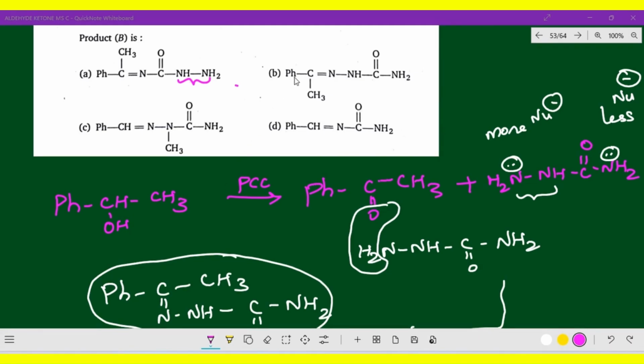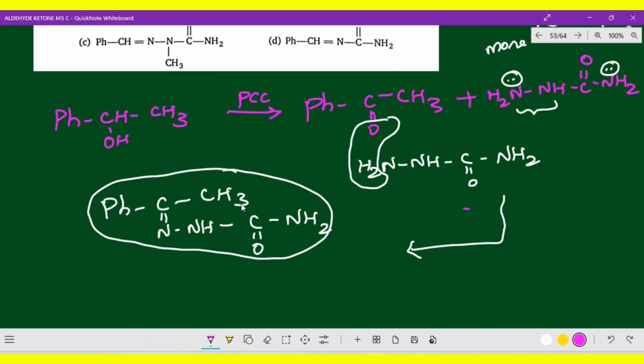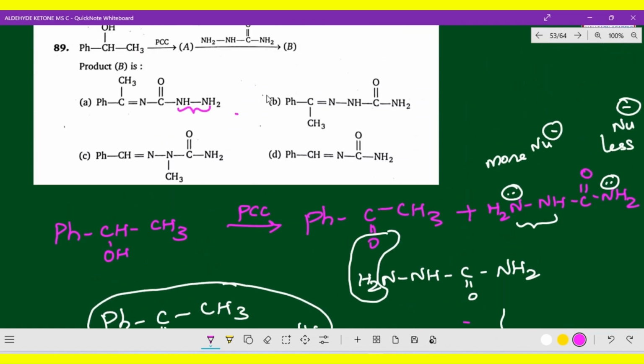The next option here is PhCH3 double bond N, NHC double bond O, NH2. Right now, option B, we have received the same answer only. I just mentioned it here. Yeah, exactly. This is the correct option. Okay, option B is actually the correct option. Come on, let us check another option also.